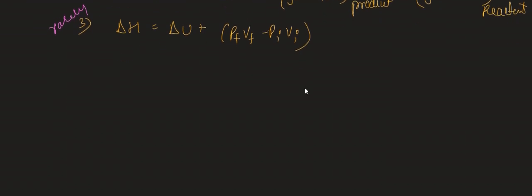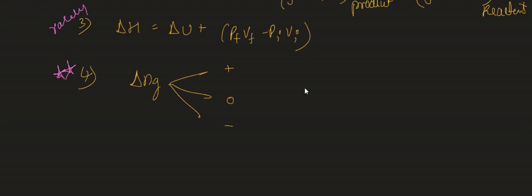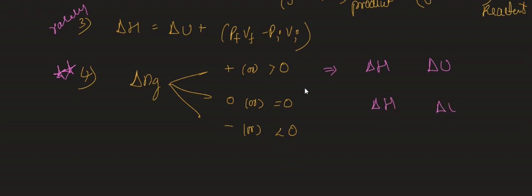The fourth formula is also very important: the relation between delta H and delta U. As I said, there are three types of delta n_g value. Sometimes you will get positive, sometimes zero, sometimes negative. Positive means greater than zero, this one equal to zero, and this one less than zero. Remember, the left side must be delta H and the right side must be delta U. This position should stay constant, because this is a trick to remember.